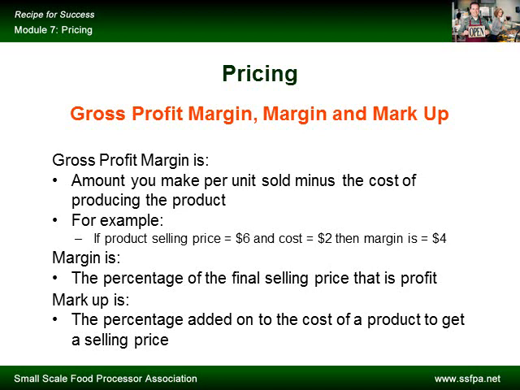Often there is confusion with how to determine what your suggested retail price should be. Is it determined by margin or markup, and what is the difference? Markup is the percentage added on to the cost of a product to get a selling price. For example, if you sold your product to a wholesaler distributor for $1 and they in turn sold it to a retailer for $1.50, then the markup would be 50%. Margin, on the other hand, is the percentage of the final selling price that is profit. Take the same example of selling your product for $1 to a wholesaler distributor, and they in turn sell it for $1.50. The margin would be expressed as a percentage of the selling price as 33%.